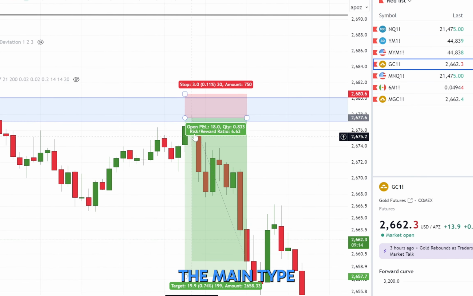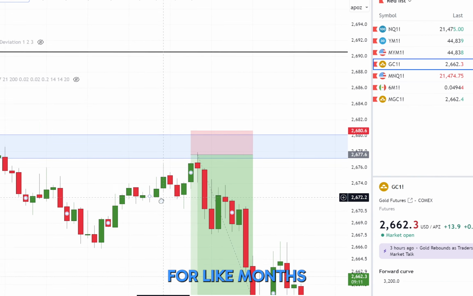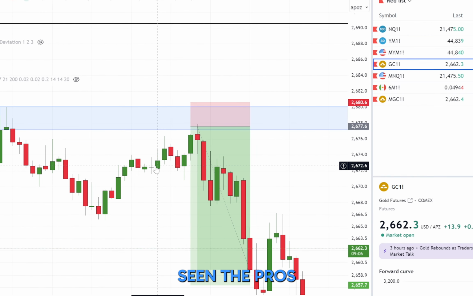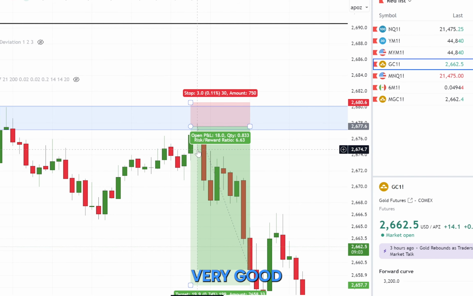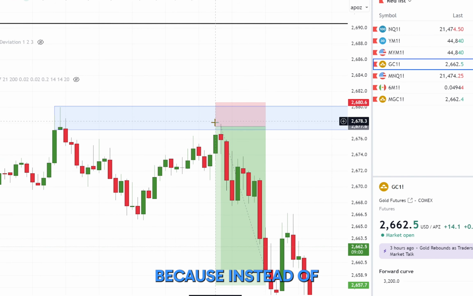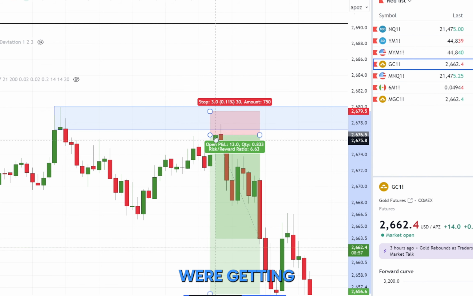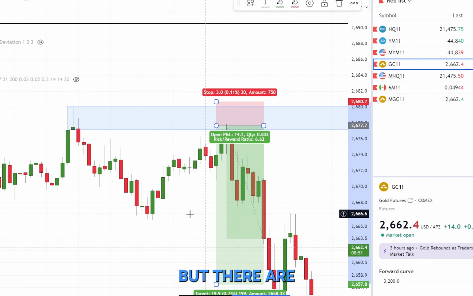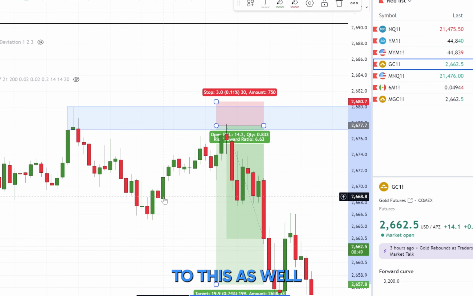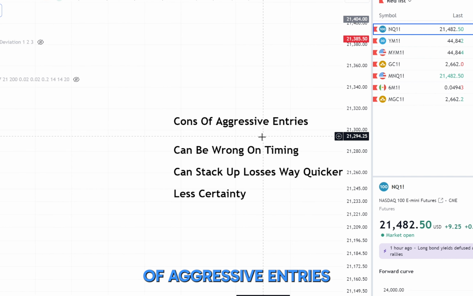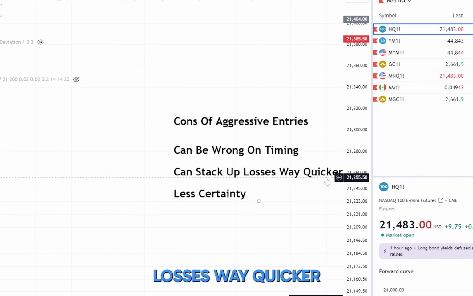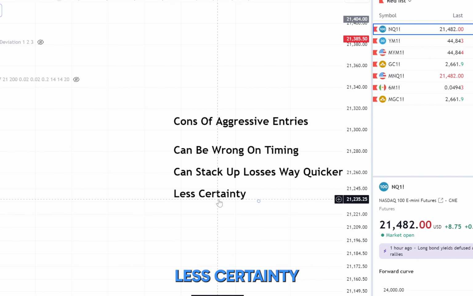Now, this is the main type of entry model that I've been using for like months. You guys have already seen the pros, which is very good risk to reward, because instead of getting in all the way down here, we're getting in immediately and just putting our stop loss above the zone. But there are a lot of cons to this as well that I'm going to explain. Some of the cons of aggressive entries is that you can be wrong on the timing, you can stack up losses way quicker, and then there is way less certainty.